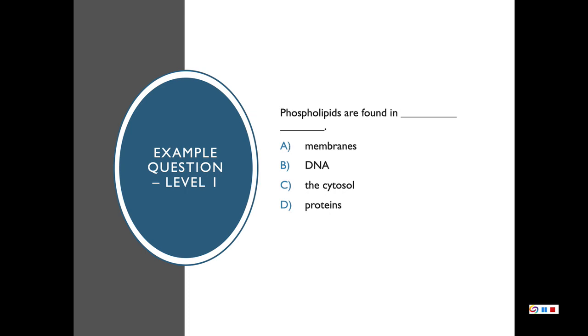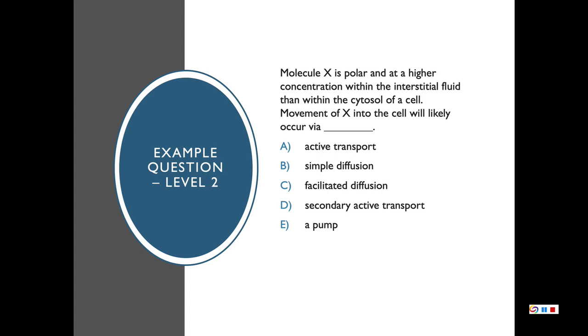So very basic question. If we move on to a level 2 question, we're also going to be talking about membranes here, but it requires a little bit more thought. So molecule X is polar and at a higher concentration within the interstitial fluid than within the cytosol of a cell. Movement of X into the cell will likely occur via, and there are several options here. We have active transport, simple diffusion, facilitated diffusion, secondary active transport, and a pump. So first of all, looking at the answer choices, we need to decide if this is a form of active transport or a passive transport mechanism.